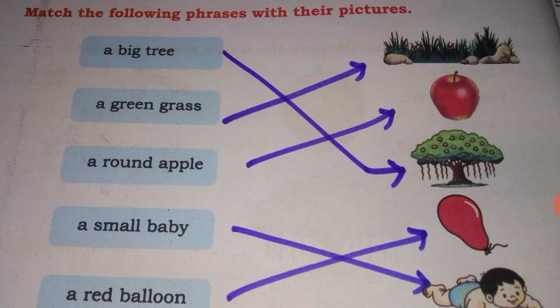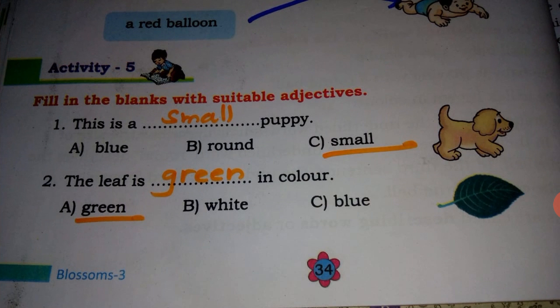Next, let's move on to activity 5 on the same page, number 34. Fill in the blanks with the suitable adjectives. Here they have given some fill in the blanks, and they have provided you with the options also, A, B, C. You have to match it. This is a dash puppy. You can see a cute puppy in this picture. What are the options? A, blue. B, round. C, small.